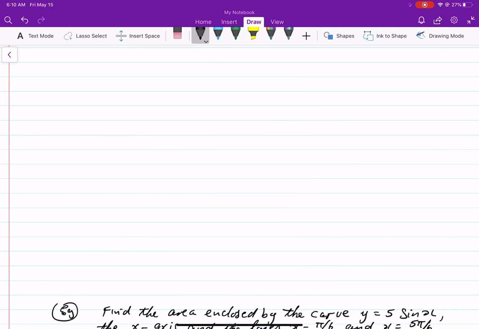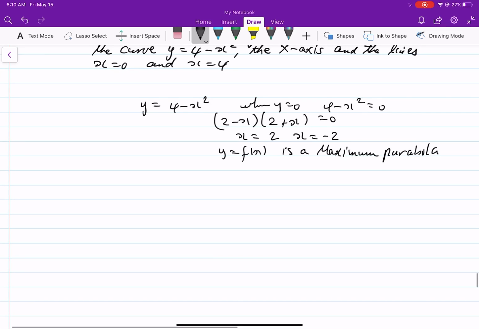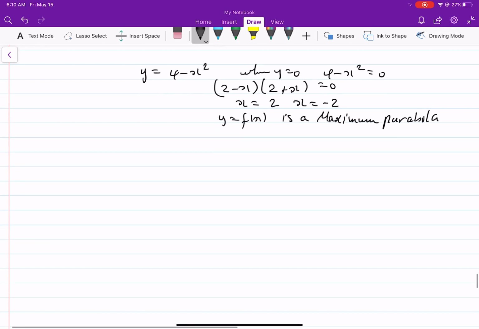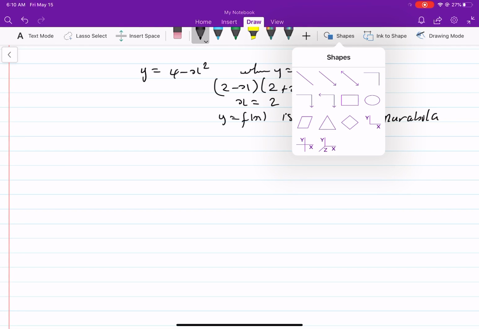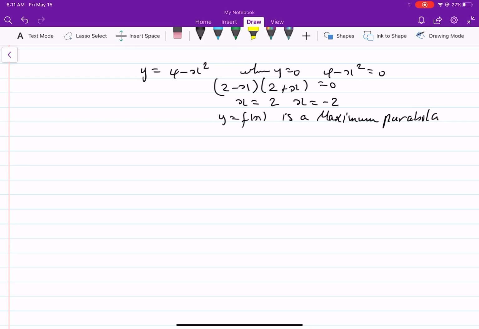Even though these would mostly be in the first quadrant, I still feel you should draw the graph. And certainly for the other integration tutorials coming up, you'll definitely need to know what the graph looks like. All right, so let's see if we can sketch this quickly.